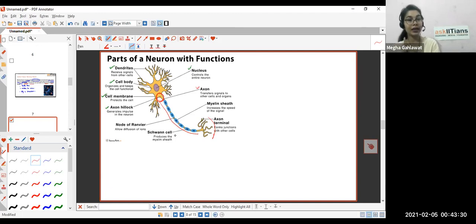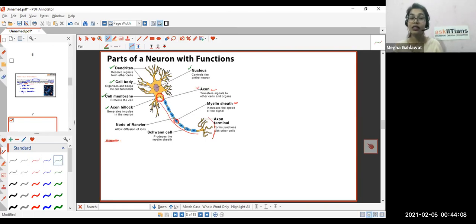Now when it is converted from chemical to electrical signal, it is going to pass through the entire axon length. An important thing about the axon length is that it will have the Schwann cells and the myelin sheath. The light blue colored component that you see right here is called the myelin sheath, and it is present along the entire axon length and increases the speed of the signal.